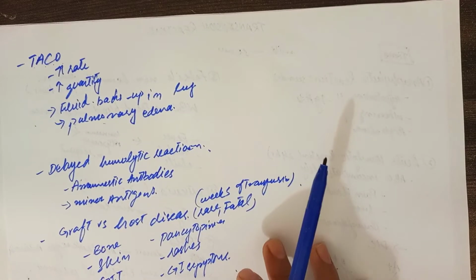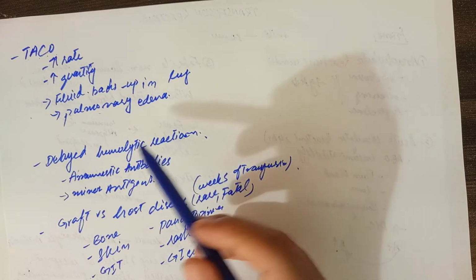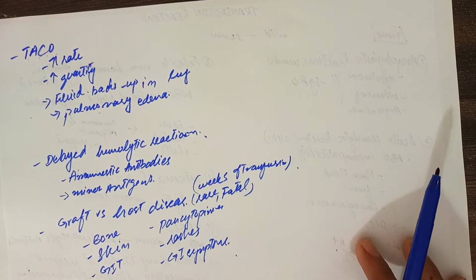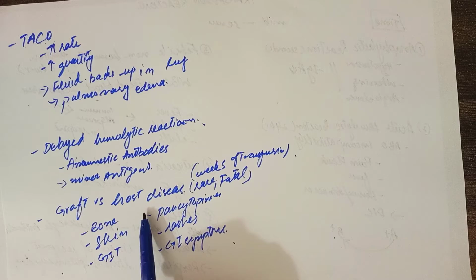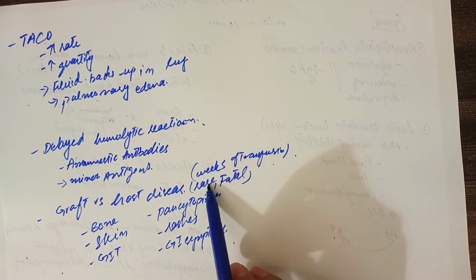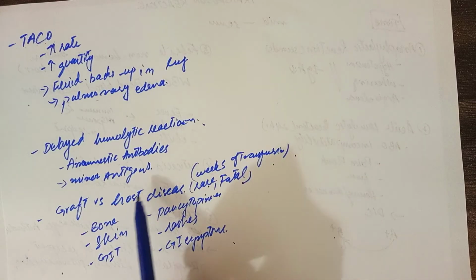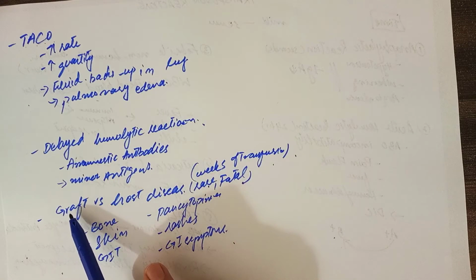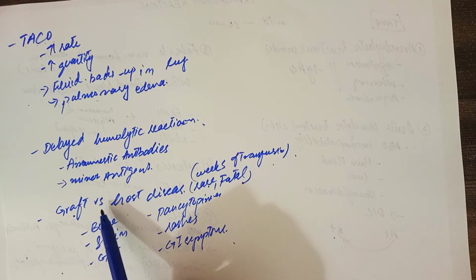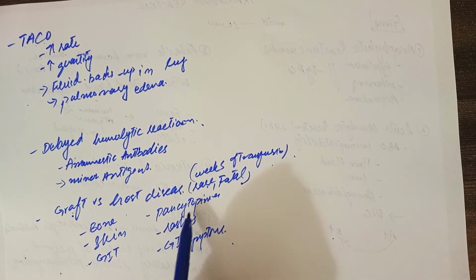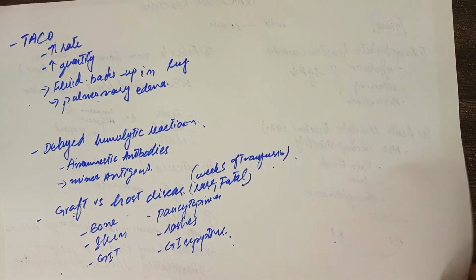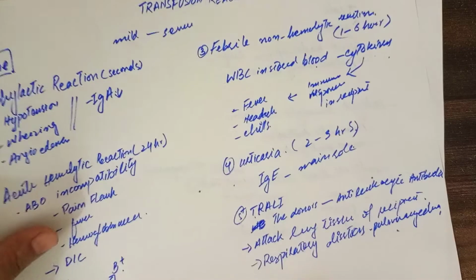Delayed hemolytic reaction takes days to weeks after transfusing the blood, and this occurs in response to minor antigens present on the surface of red blood cells. And graft versus host disease occurs after weeks of transfusion. It is very rare but almost always fatal, and the immune cells in the donor's blood attack different body cells of the recipient, who is immunocompromised, and it leads to pancytopenia, rashes, and different GI symptoms. Now let's discuss how some of these reactions can be prevented.